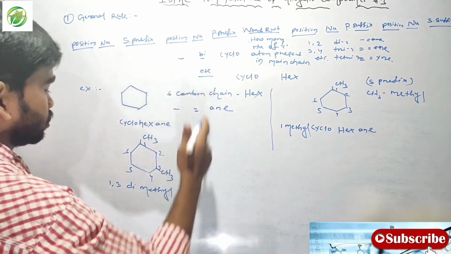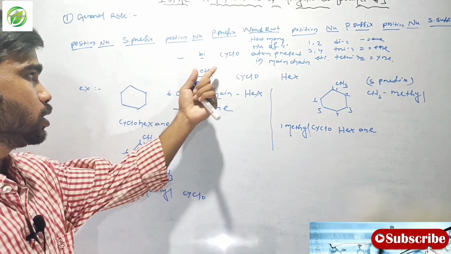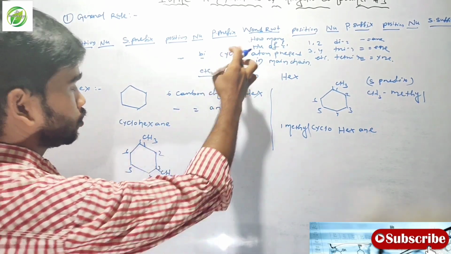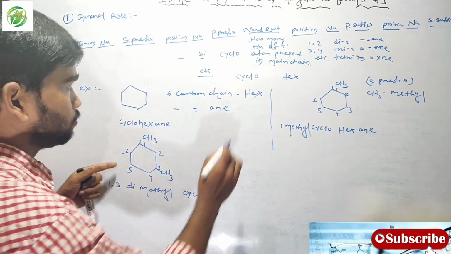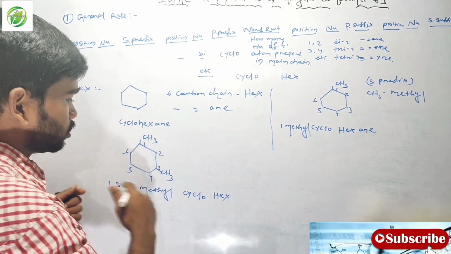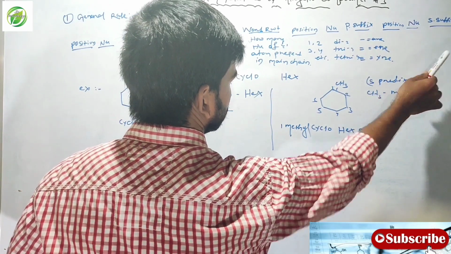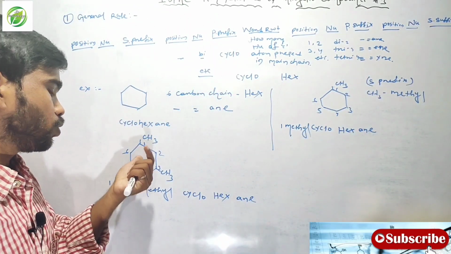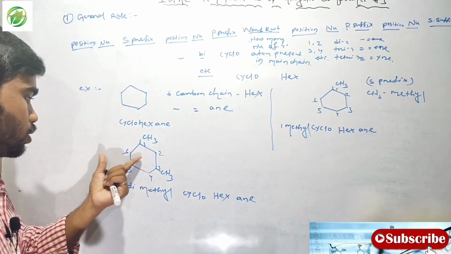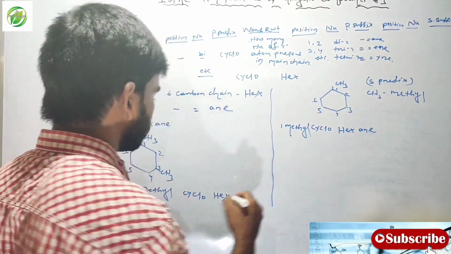For a cyclic compound, cyclo. One cyclo ring is present, so we do not use anything in place of number. For the ring, there are 1, 2, 3, 4, 5, 6 carbon atoms, so hex. All bonds are single bonds, so it's ane. For the secondary suffix, we use it for a functional group. There is no functional group present, so we do not use any secondary suffix. So the resultant name of this compound is 1,3-dimethylcyclohexane. Let's take another example.